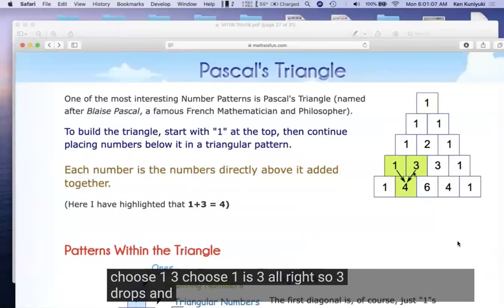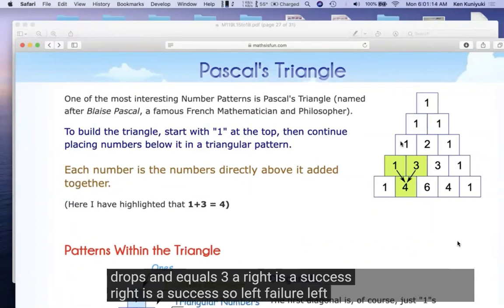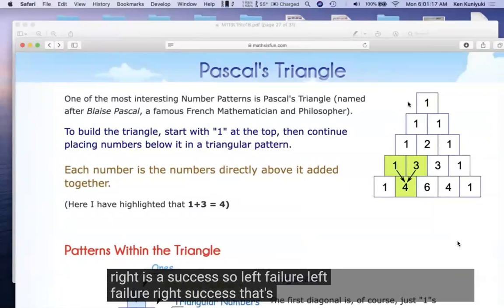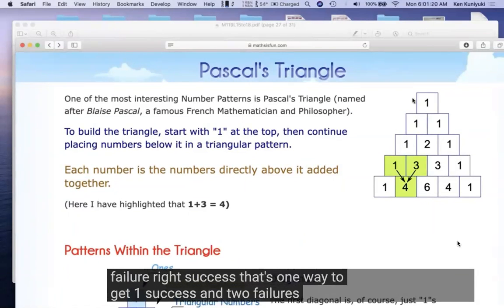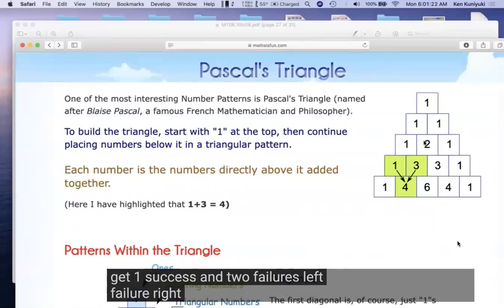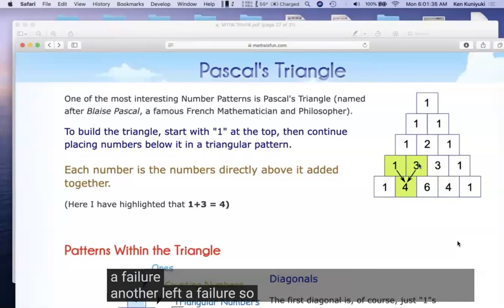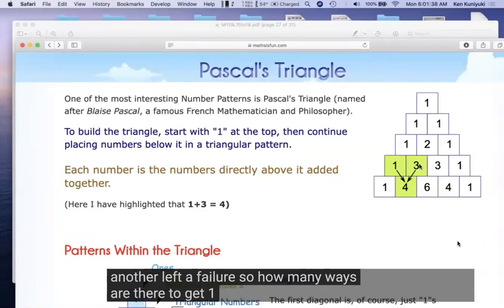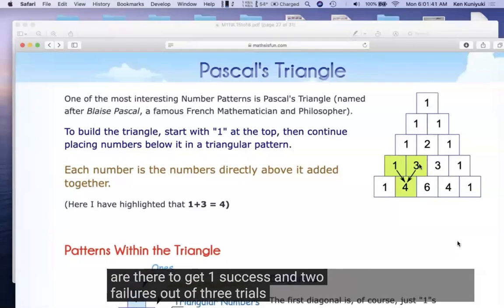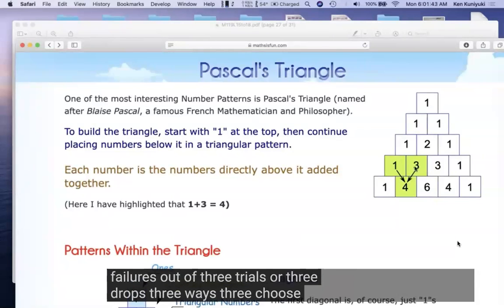So 3 drops, n equals 3. A right is a success. So left, failure, right, success. That's one way to get 1 success and 2 failures. Left, failure, right, success, left, failure. Again, another way to get 1 success and 2 failures. 1 right, 1 success, 1 left, a failure, another left, a failure. So how many ways are there to get 1 success and 2 failures out of 3 trials or 3 drops? 3 ways, 3 choose 1.